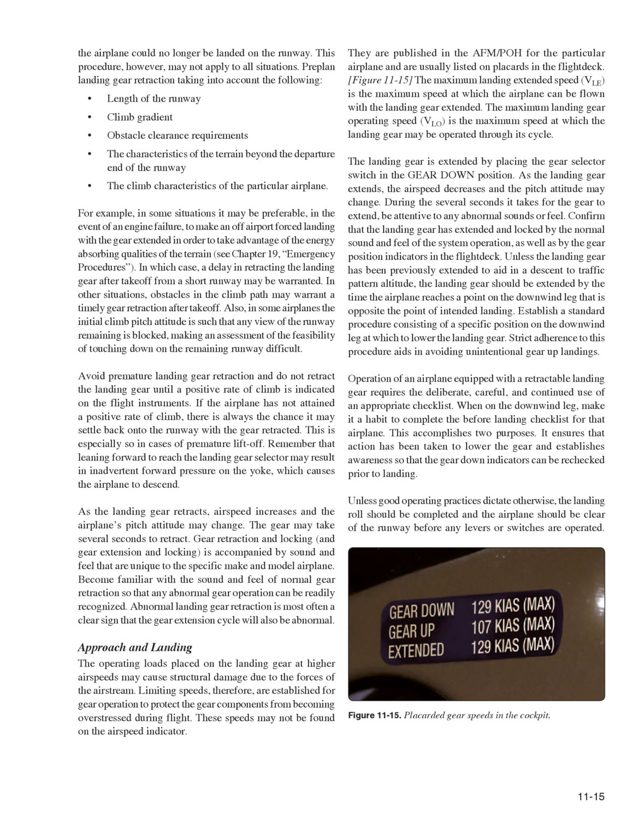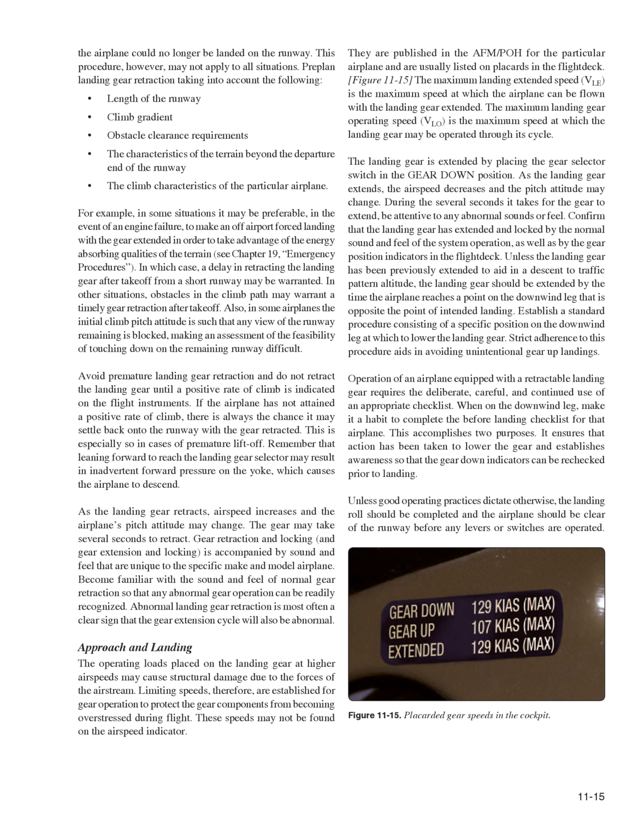They are published in the AFM/POH for the particular airplane, and are usually listed on placards in the flight deck. Figure 11-15: the maximum landing gear extended speed, VLE, is the maximum speed at which the airplane can be flown with the landing gear extended. The maximum landing gear operating speed, VLO, is the maximum speed at which the landing gear may be operated through its cycle.